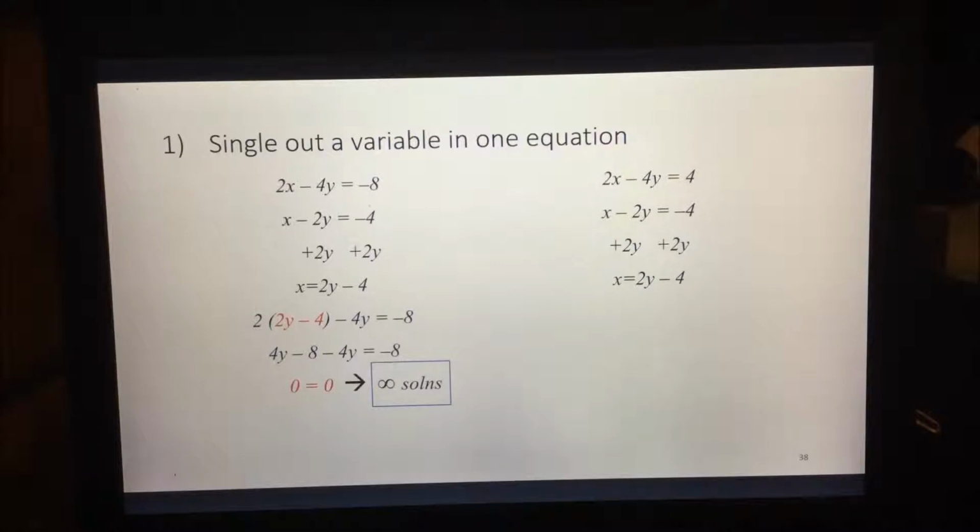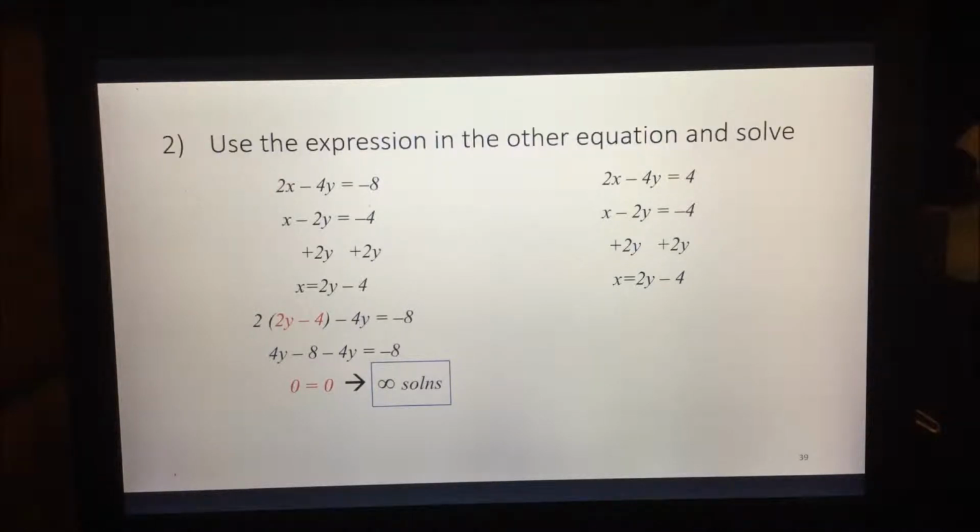So remember the second step starts with a u. Use the expression in the other equation and solve. So I'm going to take the 2y minus 4 and put it in the first equation. 2 times the quantity 2y minus 4 minus 4y equals 4. Simplify by distributing the 2. 4y minus 8 minus 4y equals 4. And then combine like terms. 0 equals 12. What? Does 0 equal 12? 0 does not equal 12.